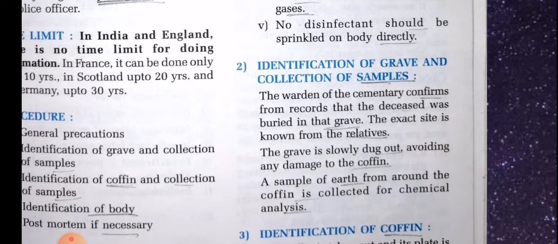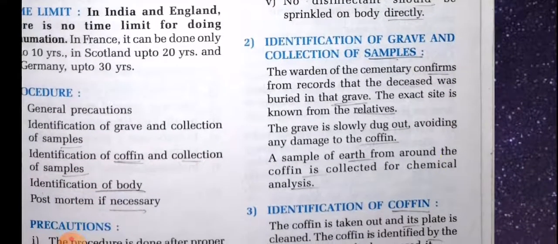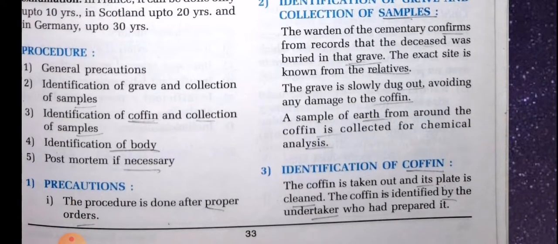Second, ID of the grave and collection of samples. The warden of the cemetery confirms from record that the deceased was buried in that grave. The exact site is known from the relatives. The grave is also dug out, avoiding any damage to the coffin. A sample of earth from around the coffin is collected for chemical analysis.